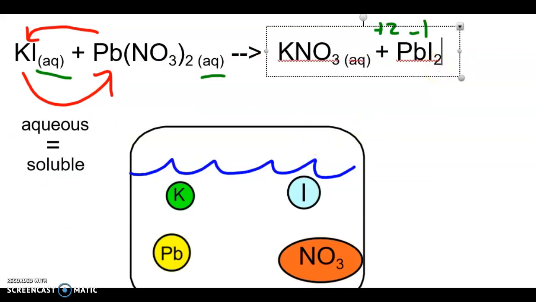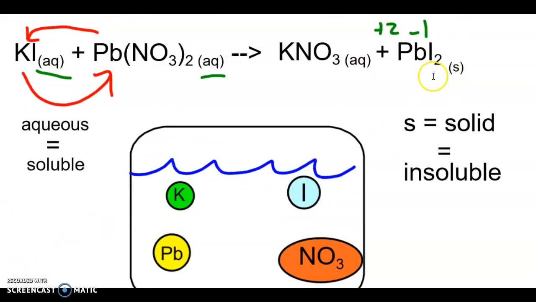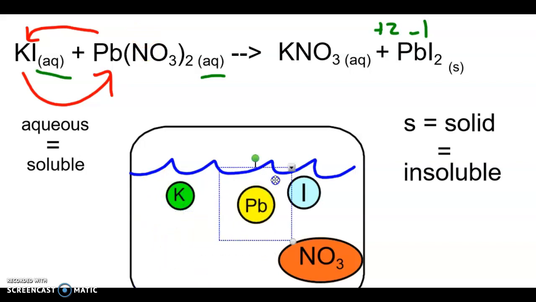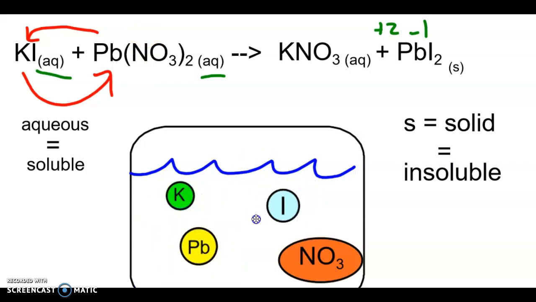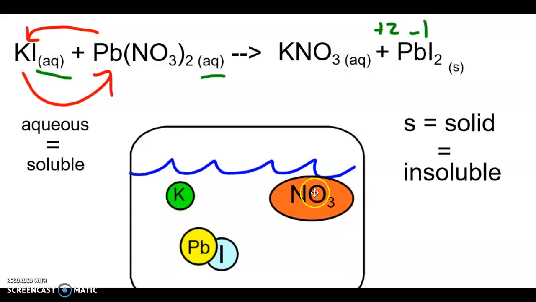So the way we indicate that is just in parentheses, (s). So when lead bonds with iodine, they're going to create a solid. They're insoluble. So what that actually looks like in the solution is the lead is going to come together with iodine, and they're going to form a solid. So these two come together, they actually bond. The potassium and the nitrate are still just floating around in the solution. The solid that is formed in this case, we just call a precipitate.